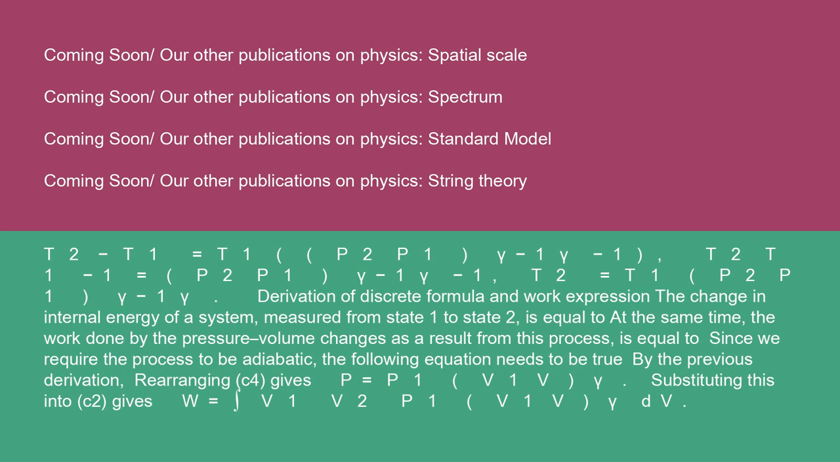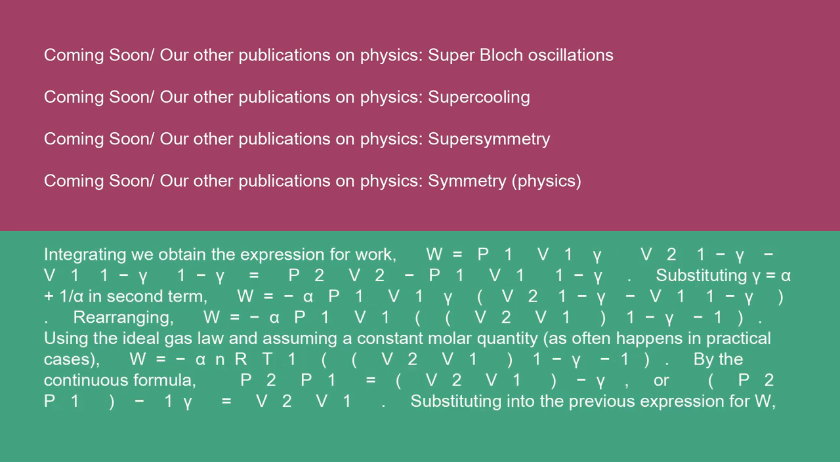Derivation of discrete formula and work expression: the change in internal energy of a system, measured from state 1 to state 2, is equal to the following. At the same time, the work done by the pressure-volume changes as a result of this process is equal to the following. Since we require the process to be adiabatic, the following equation needs to be true by the previous derivation. Rearranging C4 gives P equals P1 (V1/V) to the gamma. Substituting this into C2 gives W equals the integral from V1 to V2 of P1 (V1/V) to the gamma dV. Integrating, we obtain the expression for work.